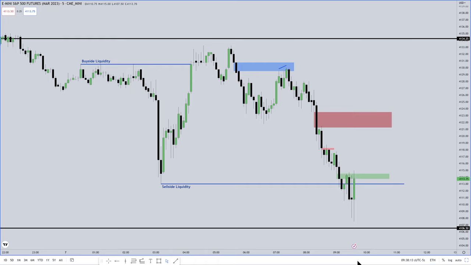Just watch and see if we get above this gap here, if it acts as support. Watch and see if it delivers there.